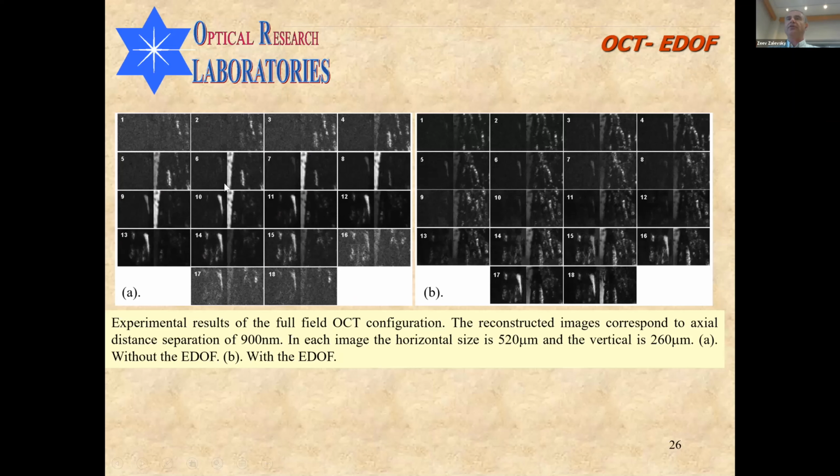And here we did OCT on biological samples. And we saw that on the right side, where we have extended depth of focus, the results of the OCT, optical coherence tomography, are much better than what we have on the left side, which is without extended depth of focus. So this was my presentation.